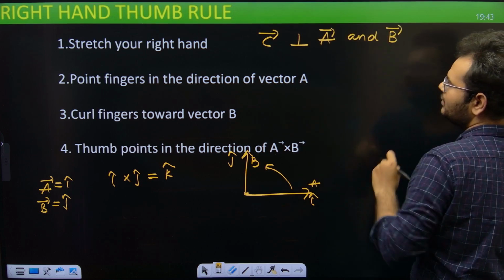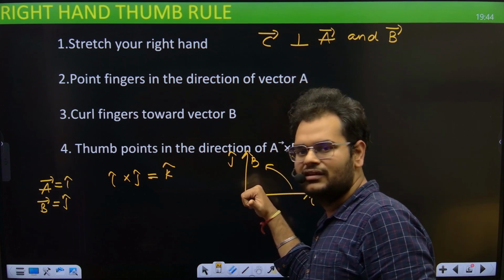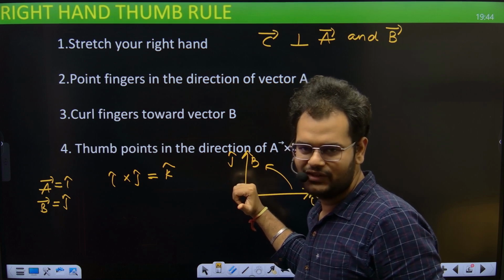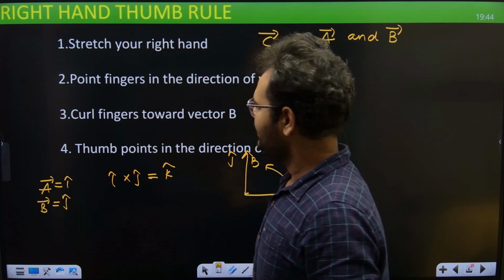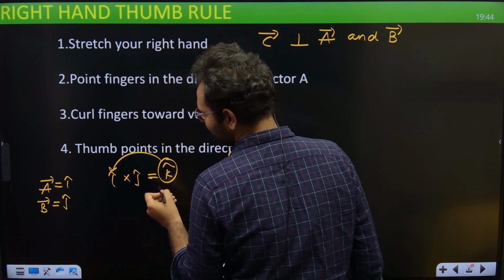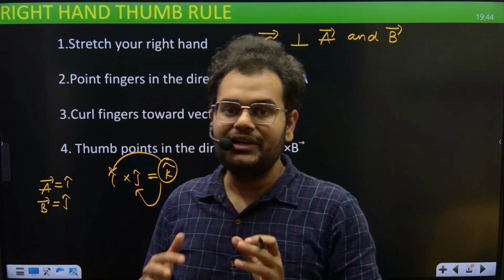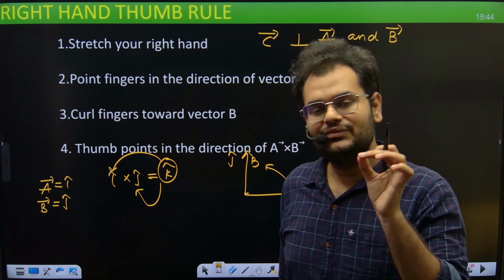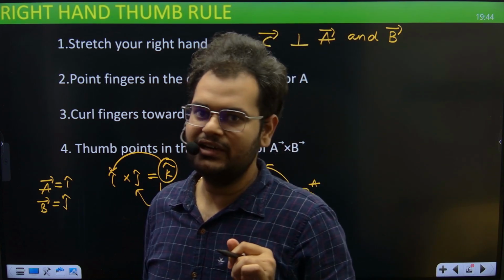Sir, how come that? What I am saying is, when you curl your fingers, you are curling in the plane of the board, right? But the thumb is directed perpendicular to the board. Can you see that this k vector is perpendicular to i cap also, and it is also perpendicular to j cap also? Very important point I am telling you. In the next section, whenever we write properties, at that time we will discuss this. Are you getting it?